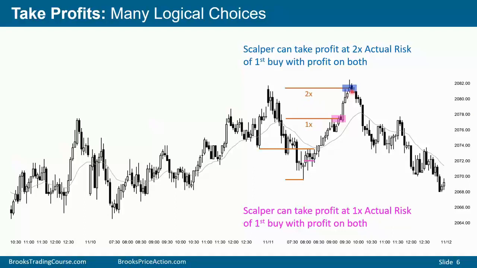If you want, you can try holding for 2 times actual risk, which is also at the top of the most recent leg down. Since the market keeps reversing at new highs, that is a logical place to sell. Bears will start selling there, so bulls should be taking partial profits there, partial or full profits.